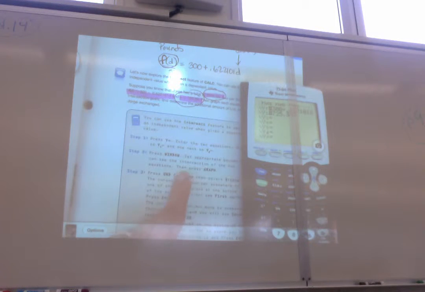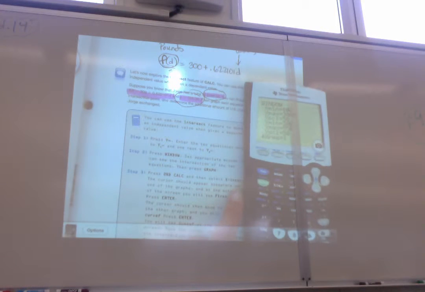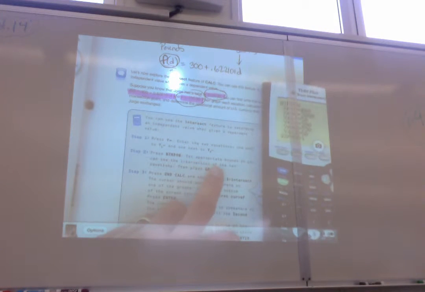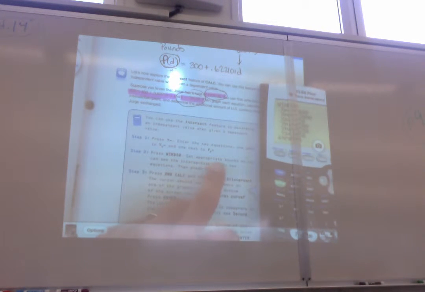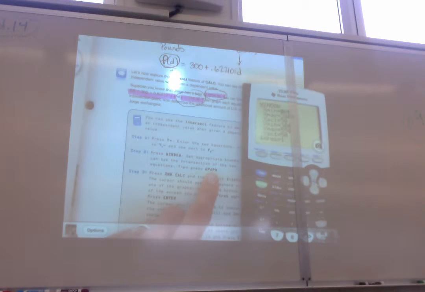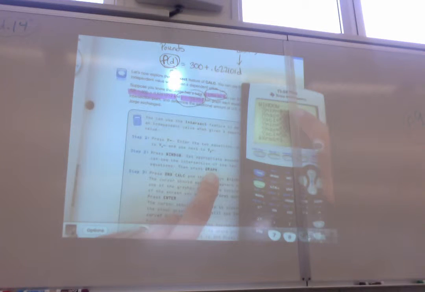Okay. All right. Press window. Everybody press window. Set the appropriate bounds so you can see the intersection of the two equations. Press graph. My window says x min 100. That's still probably good. X max 2,000. How much must he be bringing? We'll see if that's big enough.